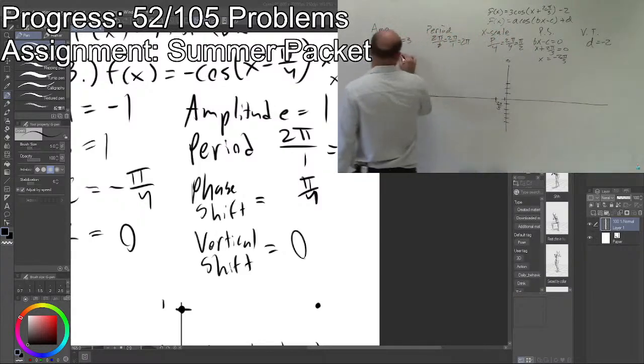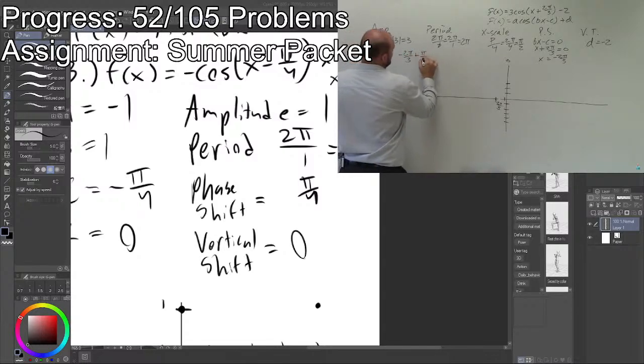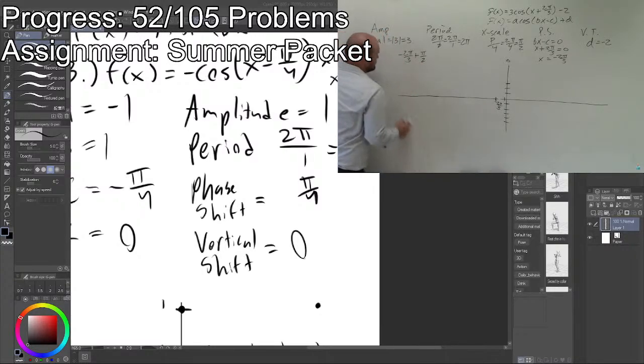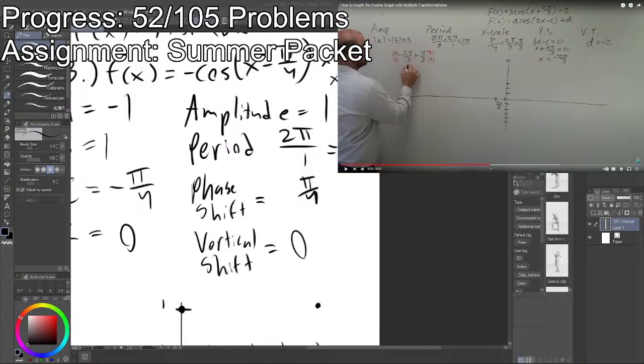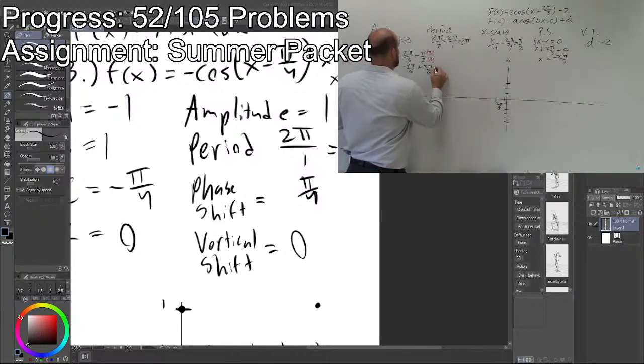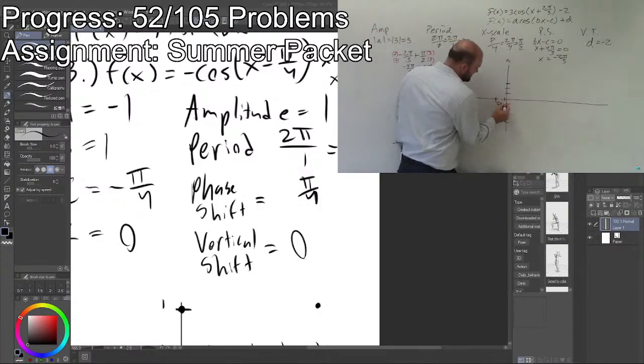Let's do it over here. So I can simply just take negative 2 pi over 3 plus pi halves. Now obviously I got to get them to be common denominators, right, to add these up together. So I multiply by 2 over 2, 3 over 3, and what I get is negative 4 pi over 6 plus 3 pi over 6, which equals negative pi over 6. So therefore, this next value is negative pi over 6.